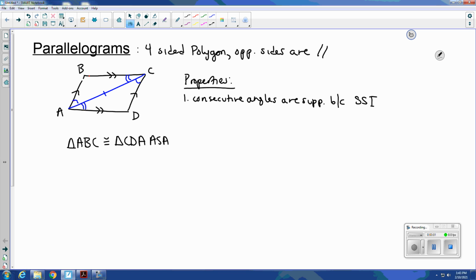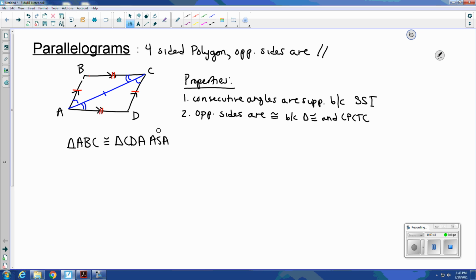So if we know the triangles are congruent, then we can make the conclusion that AB is congruent to CD and BC is congruent to AD because of CPCTC, because we know corresponding parts of congruent triangles are congruent. So from that, we have come up with our second property: opposite sides are congruent. And that is because of triangle congruency and CPCTC.